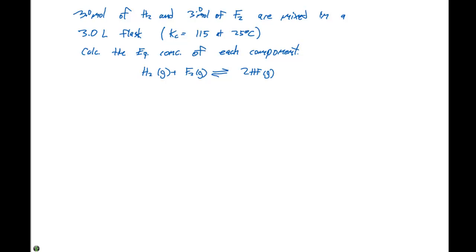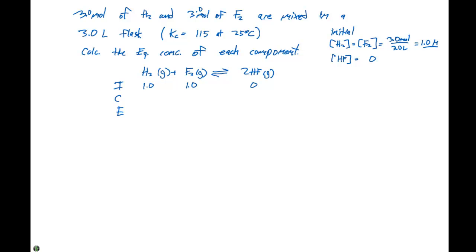So here we need to calculate our initial concentrations of each component. Our initial concentration of H2 is going to equal the concentration of F2, and it's going to be 3.0 moles divided by 3.0 liters, or 1.0 molar. For our concentration of HF, initially there isn't any present, so that concentration is going to be 0. So this is going to enable us to use our ICE table, and we can add the concentrations 1.0 for each of the gases on the left and 0 for the HF.